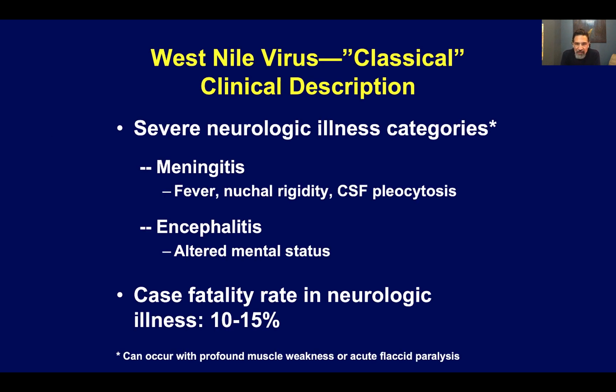A small fraction, less than 1% of West Nile virus infections result in severe neurologic illness, including meningitis and encephalitis, and these have high case fatality rates of 10 to 15%. So severe neurologic illness is more likely to occur among elderly persons with West Nile virus infection.